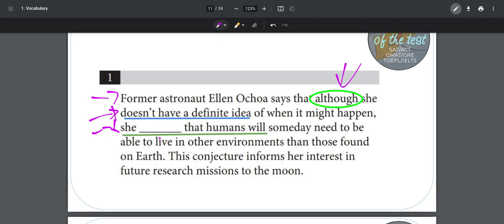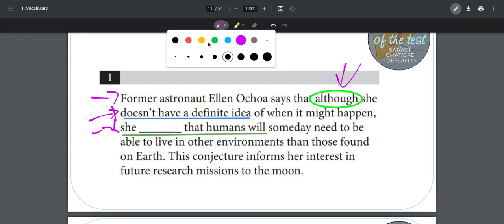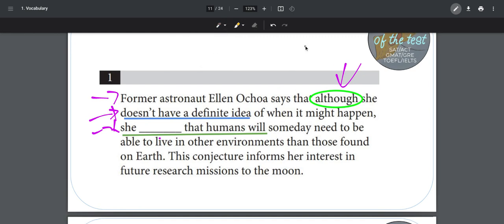Now, this is the part in which we predict. We're going to try to predict what we want here. So again, as I told you, you don't have to necessarily predict a word. You may predict a concept. So we have, okay, she doesn't have a definite idea of when it may happen. And she maybe thinks, or I'm going to say, she elaborates, or I'm going to say she is going to say that. Again, your prediction doesn't have to be a precise word. It can be more than one word. It can even be a full sentence. You just want to have a prediction of what you expect to see here.